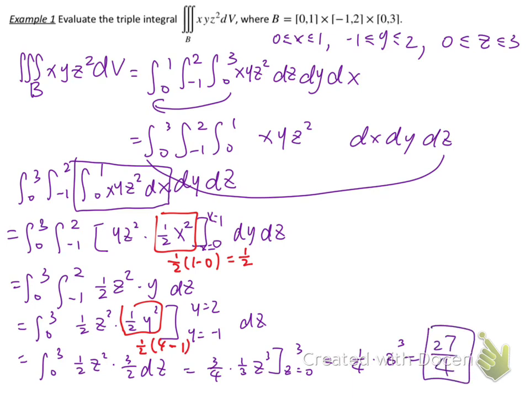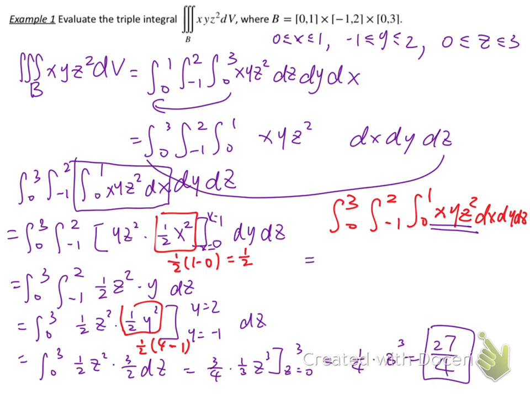Okay, that is the regular way you do it, but you can also do it as the integral from 0 to 3, -1 to 2, 0 to 1 of xyz squared dx dy dz, because the integrand is a product of x, y, and z squared.